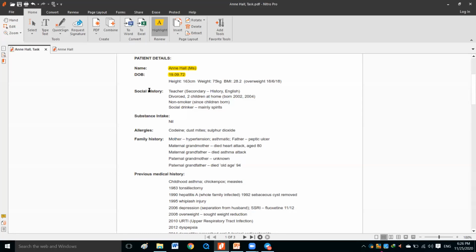BMI first. Yes, BMI. Is the height relevant? No. Weight? Not relevant. Which is relevant? Yes, BMI is relevant. So mention that this patient is overweight at this date.